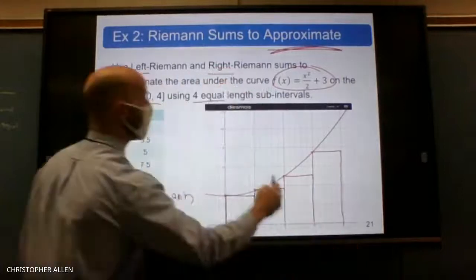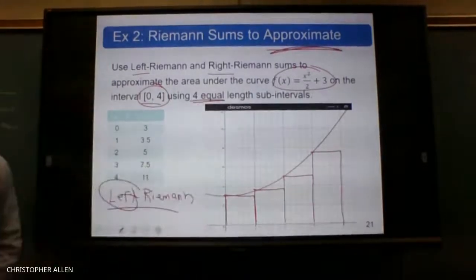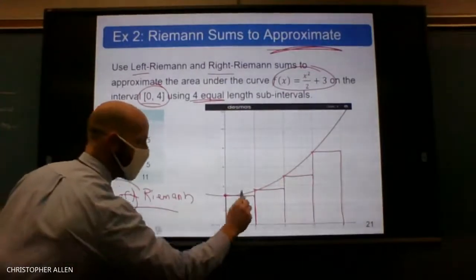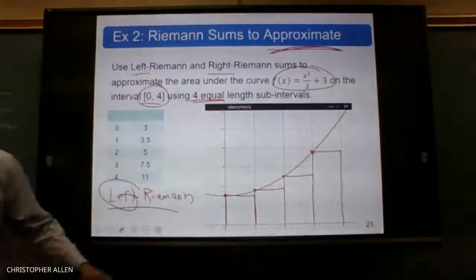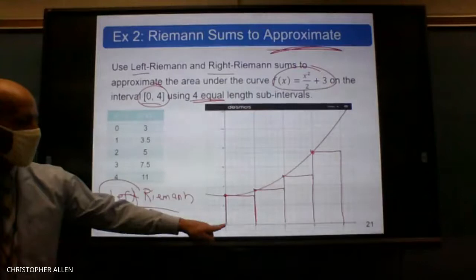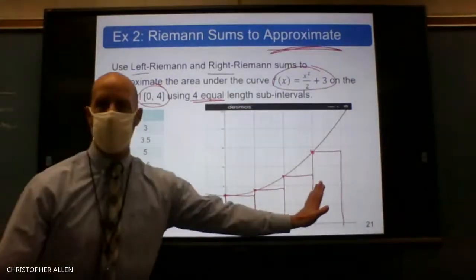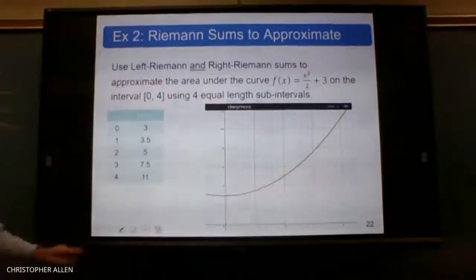By the way, we went from 0 to 4, correct? How many rectangles do you see? How many subintervals does it say we're supposed to have? And by the way, notice that each of my rectangles, I measured it on the left. Now notice what I did is I made the height of the rectangle go from the x-axis up to the curve. So these are the left Riemann sums. Does that make sense?